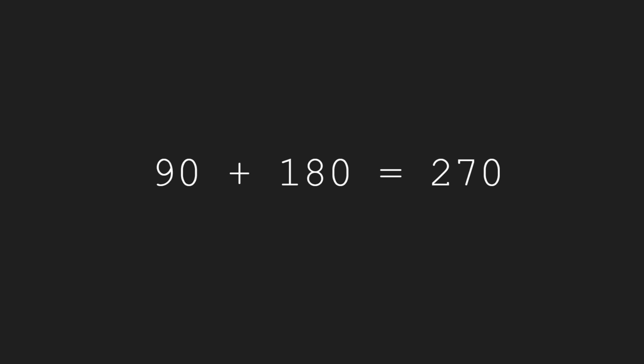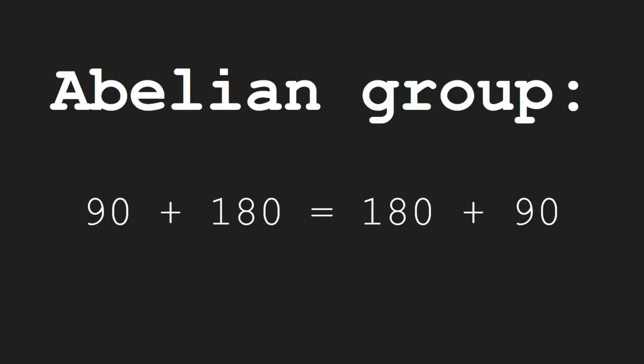In this case, this group is what we call abelian, meaning that this addition is commutative. This means that rotating by 90 degrees and then by 180 degrees is the same thing as rotating by 180 degrees and then by 90 degrees. We can also represent this using addition. 90 plus 180 equals 180 plus 90.